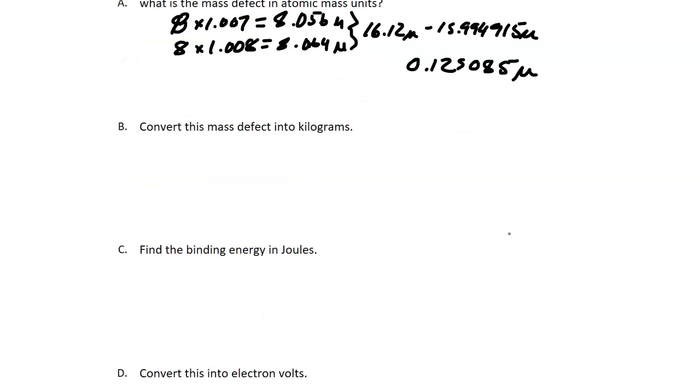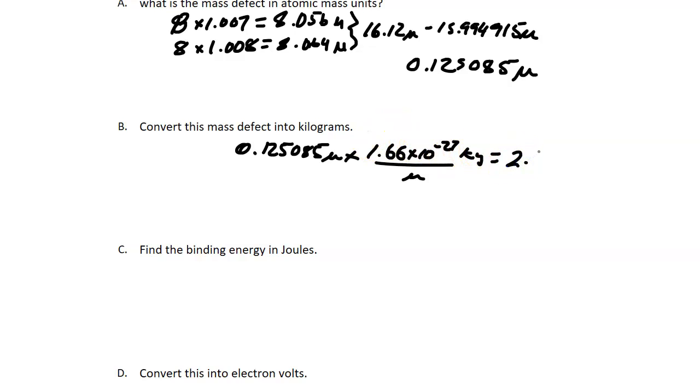Now, if we wish to convert this into kilograms, we're going to take that 0.125085 atomic mass units, multiply it by 1.66 times 10 to the negative 27 kilograms per atomic mass unit. This is just multiplying by one factor there, and you wind up with 2.0764 times 10 to the negative 28 kilograms as being the mass defect.